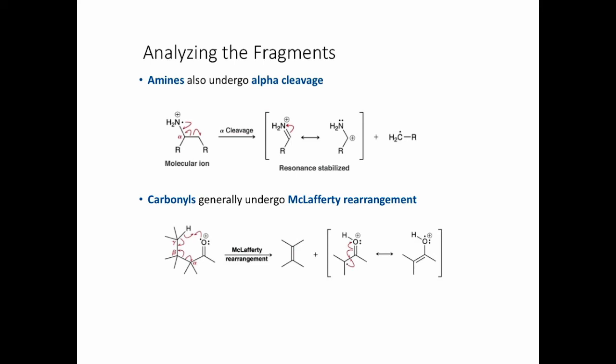McLafferty rearrangement, shown here. So here, one of the electrons, the unpaired electron on the oxygen, pairs up with an electron from that CH bond, and then the other electron forms a double bond between the beta and gamma carbons, and then this final electron moves on to the alpha carbon. So as a result, you get an alkene, and you also get this radical cation species.